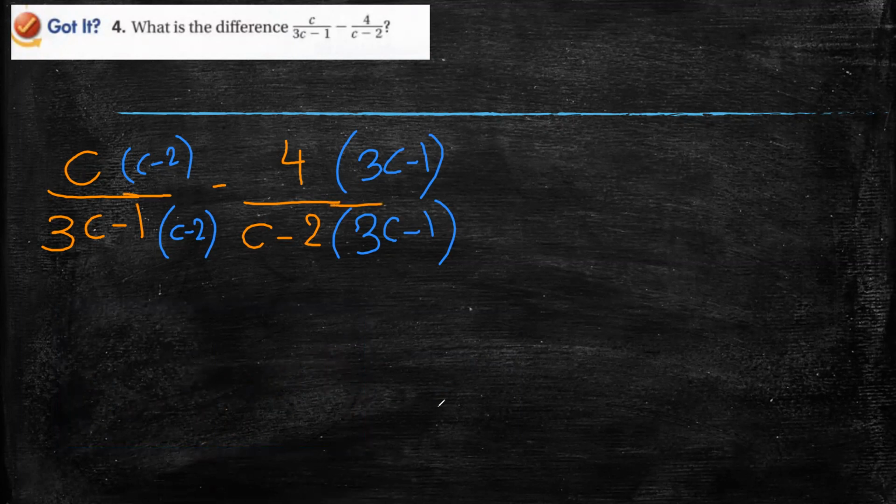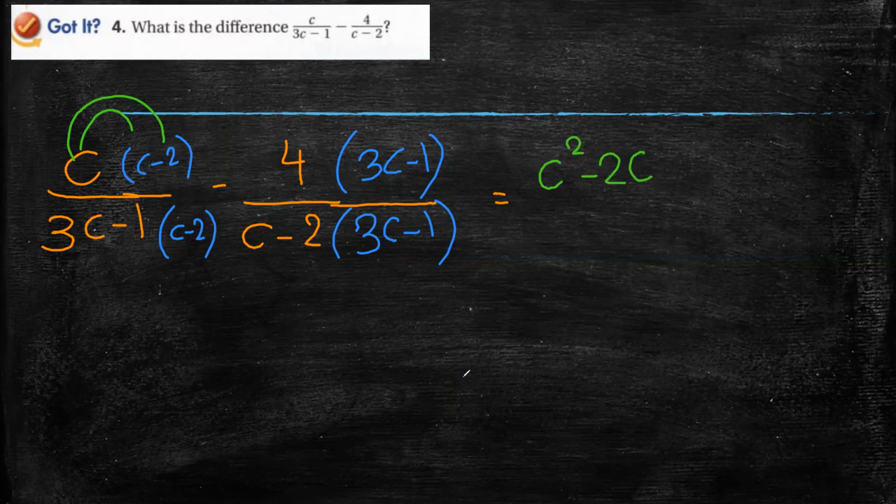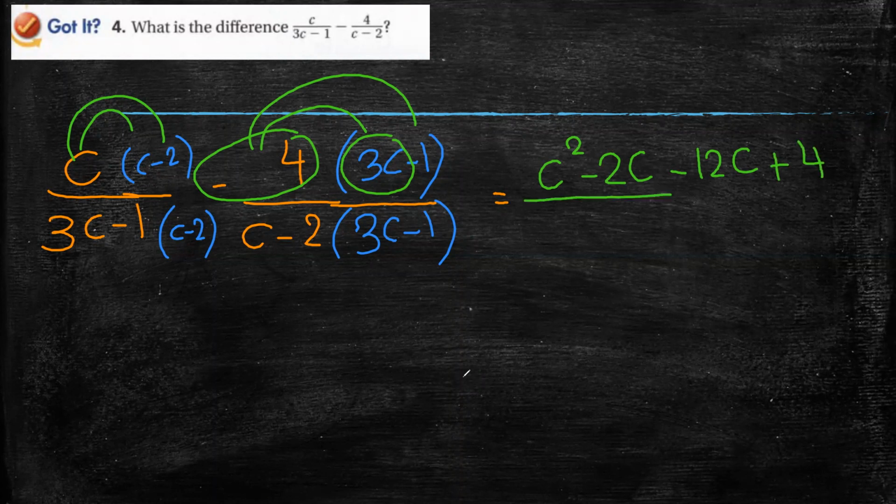Then now let's multiply. The first one here, we have to multiply c times c and c times negative 2. So we have c squared minus 2c, and then multiply negative 4 by 3c, and then by negative 1. So we have negative 4 times 3c, which is negative 12c, and negative 4 times negative 1, which is a plus 4, over c minus 2 times 3c minus 1.